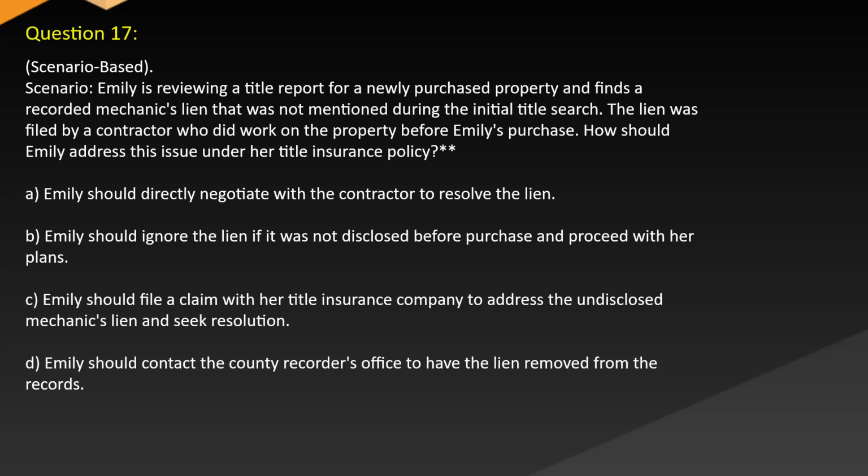Question 17, scenario-based. Scenario: Emily is reviewing a title report for a newly purchased property and finds a recorded mechanics lien that was not mentioned during the initial title search. The lien was filed by a contractor who did work on the property before Emily's purchase. How should Emily address this issue under her title insurance policy? A. Emily should directly negotiate with the contractor to resolve the lien. B. Emily should ignore the lien if it was not disclosed before purchase and proceed with her plans. C. Emily should file a claim with her title insurance company to address the undisclosed mechanics lien and seek resolution. D. Emily should contact the county recorder's office to have the lien removed from the records.